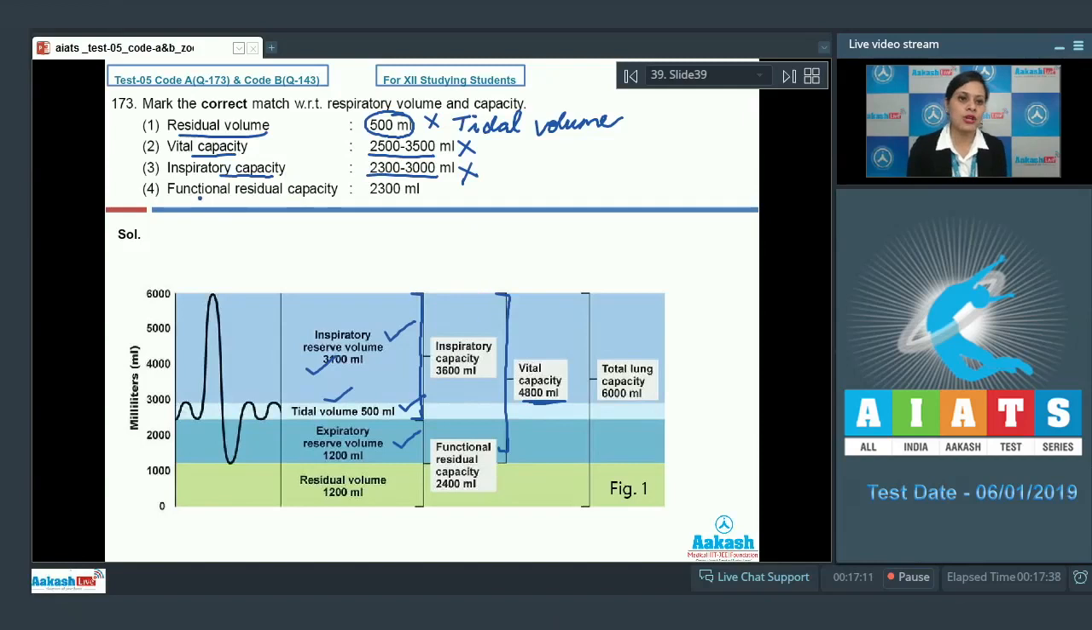The next option given is functional residual capacity, and the match is 2300 ml. And as it is a correct match, this is the correct answer to our question. Because functional residual capacity is the addition of expiratory reserve volume and residual volume, which is nearly about 2300 ml. So the correct answer is option number 4. Now let's discuss the next question.